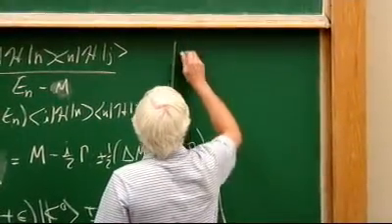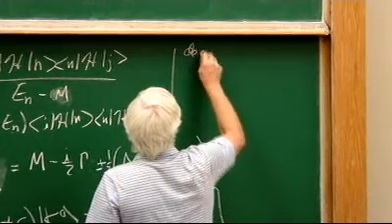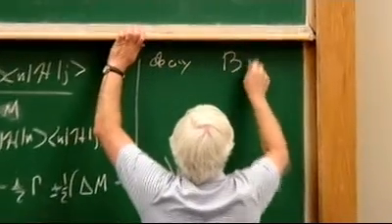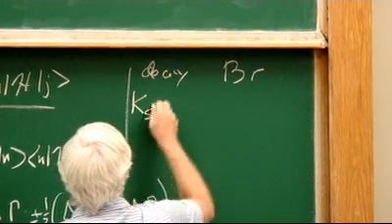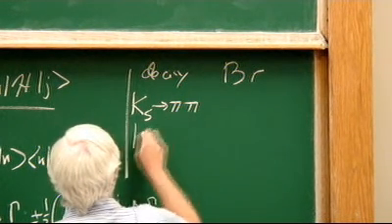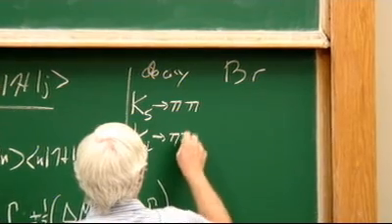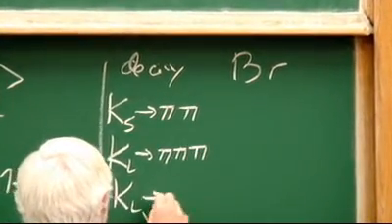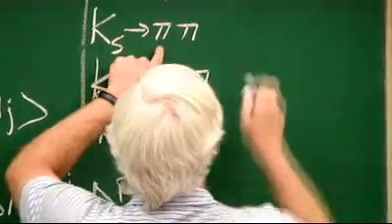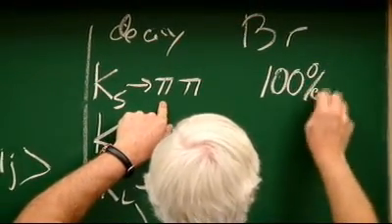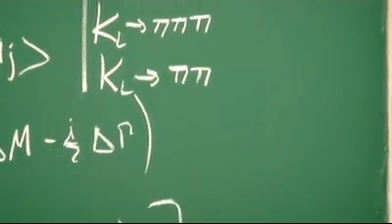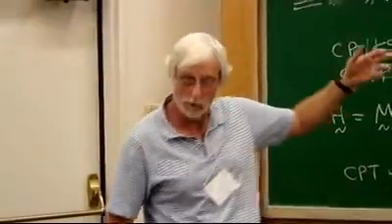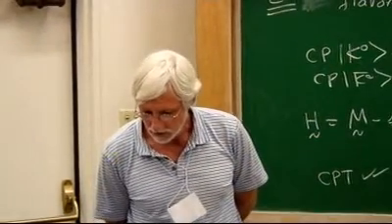So what happens experimentally? Here's the case. Here's the branching fraction. So we're going to have K short to 2 pions, K long to 3 pions, and K long to 2 pions. So K short to 2 pions has branching fraction 100%. Actually, there's an error bar, plus or minus 0.24%. It actually can decay into something else. It's just that most of the time it goes into 2 pions.